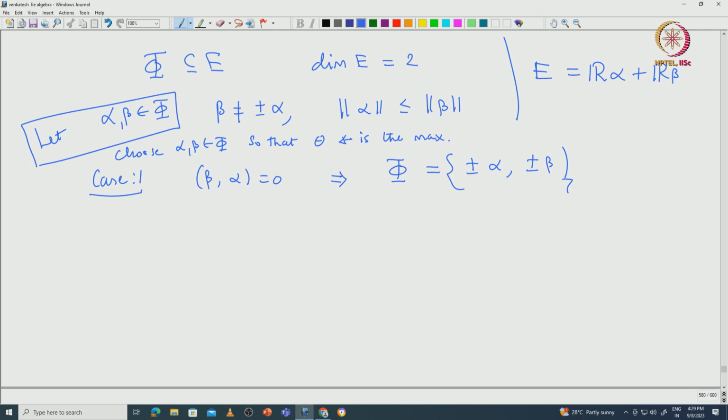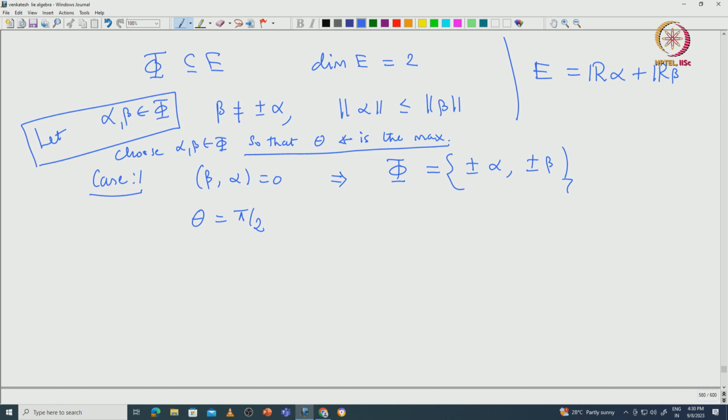Okay. Now you can see that if you have, for example, some combination of alpha and beta inside phi, then if you compute the inner product of that combination with alpha, it will be non-zero. That will force the angle between those two vectors to be either acute or obtuse. In any case, if you replace that vector with its negative, then if the vector forms an obtuse angle, the negative will form an acute one. So that way you would be able to get more angled vectors inside your phi. That is not going to happen because we have assumed theta is the maximal angle possible. So in this case theta is going to be pi by 2.